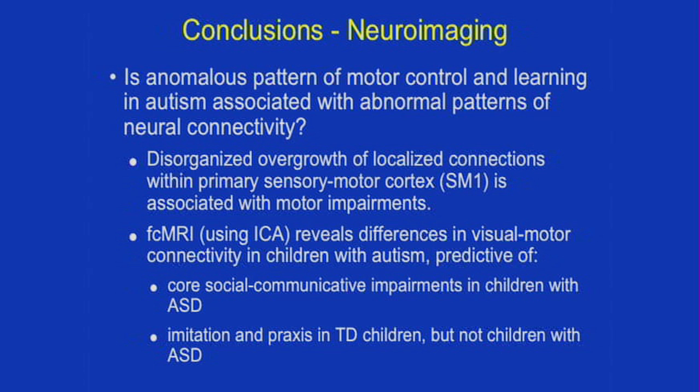So we have these general conclusions, asking the question: is the anomalous pattern of motor control and learning in autism associated with abnormal patterns of neuroconnectivity? I won't talk about some anatomic imaging findings, but as far as the functional connectivity findings, we found differences in visual motor connectivity, a decrease in a particular aspect of it. It was associated with the core social, communicative, and other autism phenotype impairments in children with autism, and associated with imitation and praxis in typically developing children, but not in children with autism.